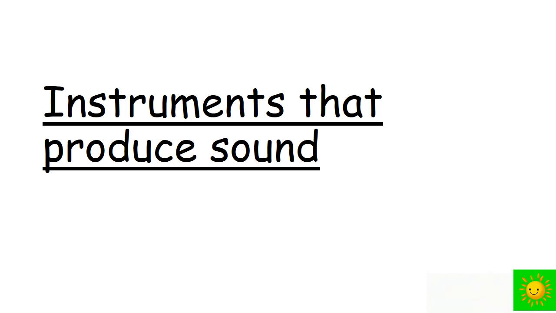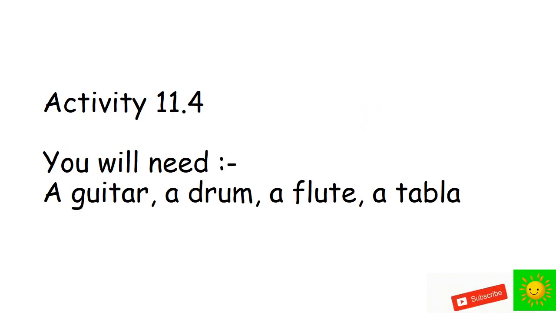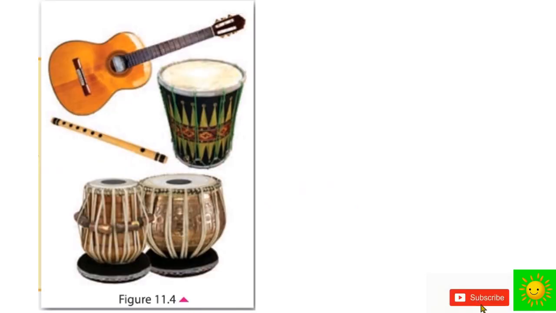Let's see the instruments that produce sound. We need a guitar, drum, flute, and a tabla. What we have to do: produce sound using the sources of sound that you are provided with. Observe the part of the instrument that vibrates when sound is produced.